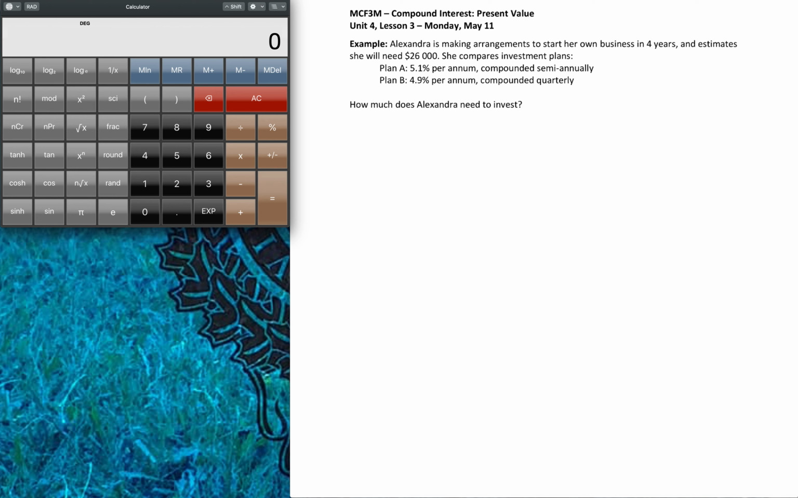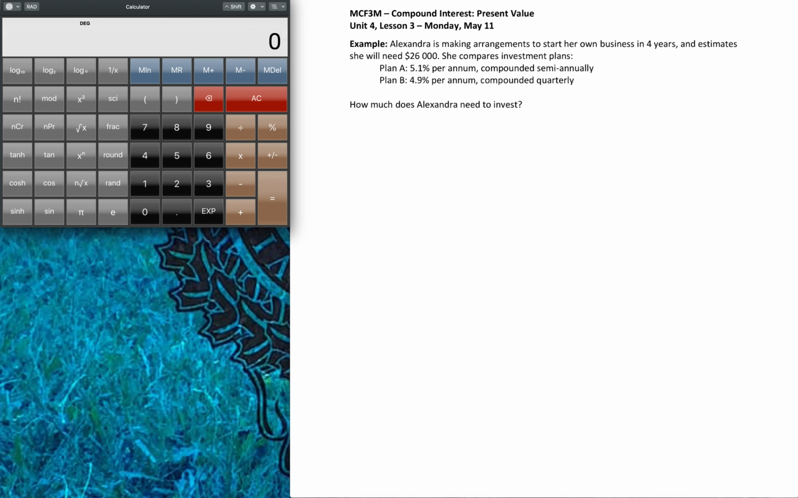So I'm just going to do a present value question, okay? But this time you're going to have to make a choice between two plans, right? So we're going to have to do the work twice, but you're probably going to see some difference in the way that the numbers work out. In this case, we can just read the question.